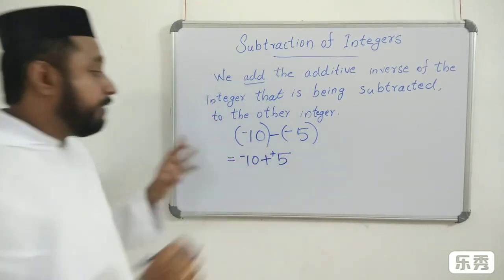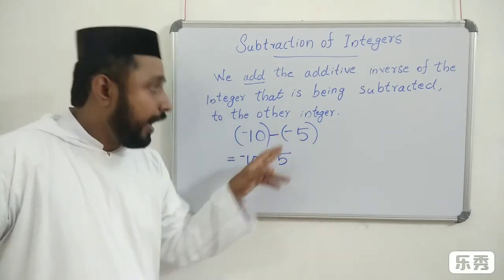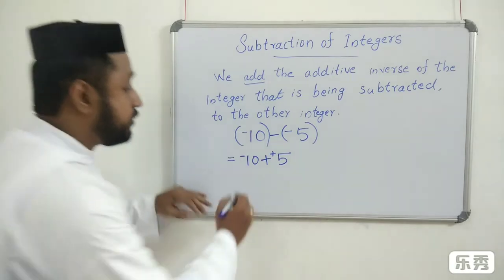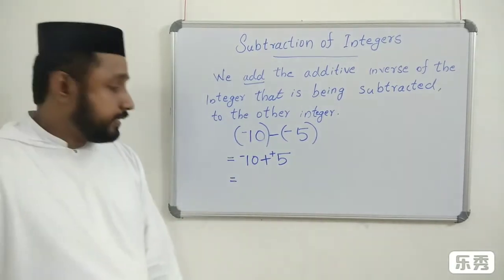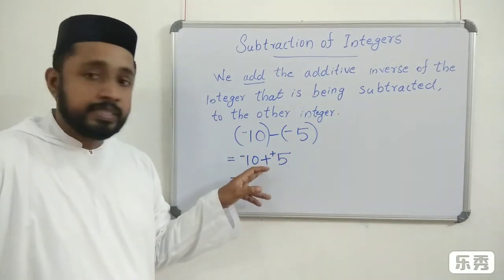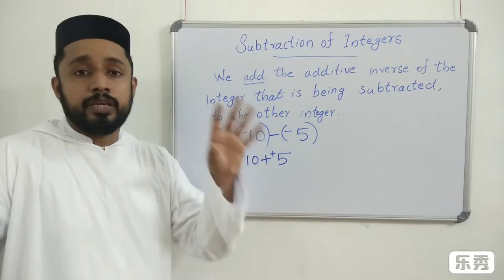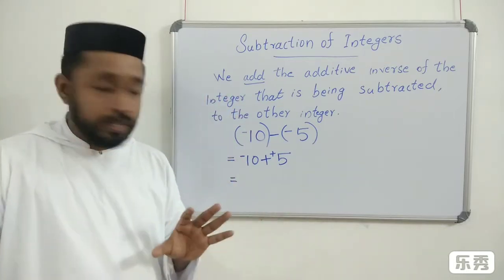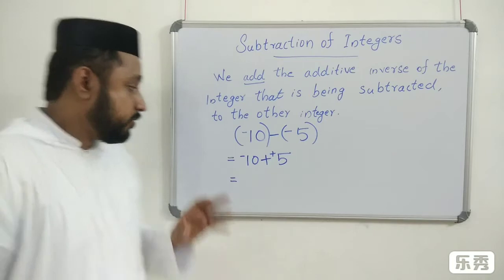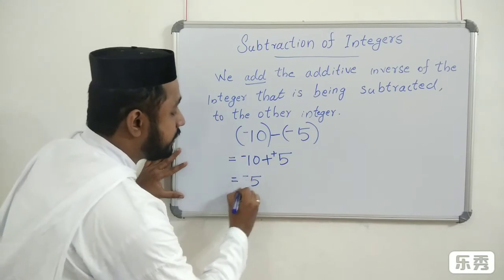Positive 5. So we have the question minus 10 minus 5. We change this minus sign into positive and also change the sign of the next integer. Therefore, we got plus 5. It is equal to minus 10 plus 5. One is negative, one is positive, and the operation is addition. We have a rule that if one positive and one negative integer are added, we subtract the smaller one from the bigger one and put the sign of the bigger one. So, 10 minus 5 is 5, and the sign of the bigger number is minus. The answer is minus 5.